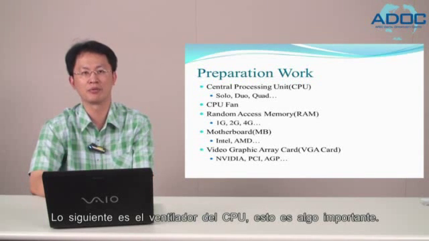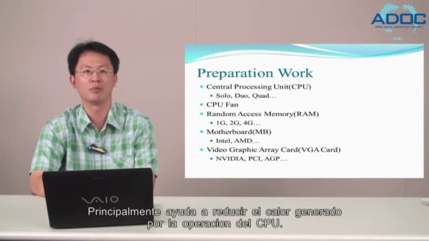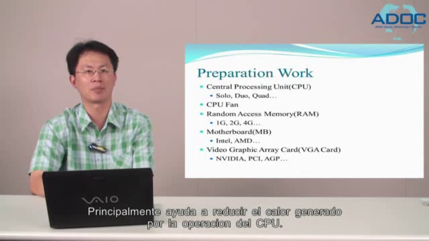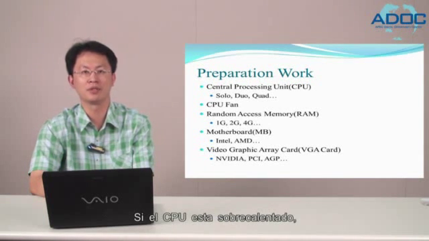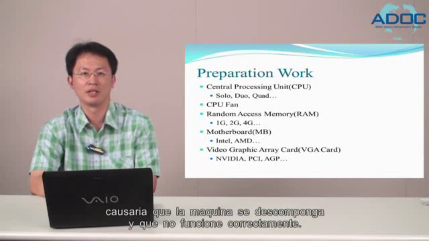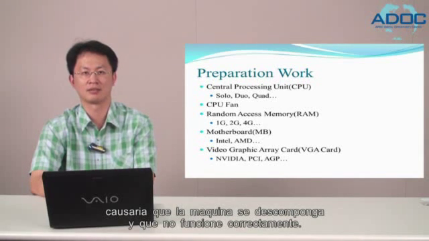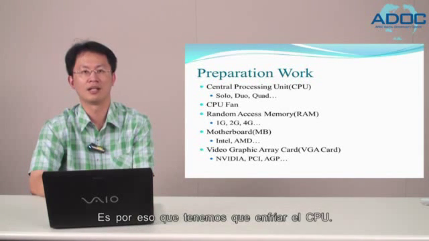The next is CPU fan. It is important, mainly reduce the heat generated by the CPU operations. If the CPU is overheated, it will cause the machine breakdown and won't function correctly. That's why we need to cool down the CPU.